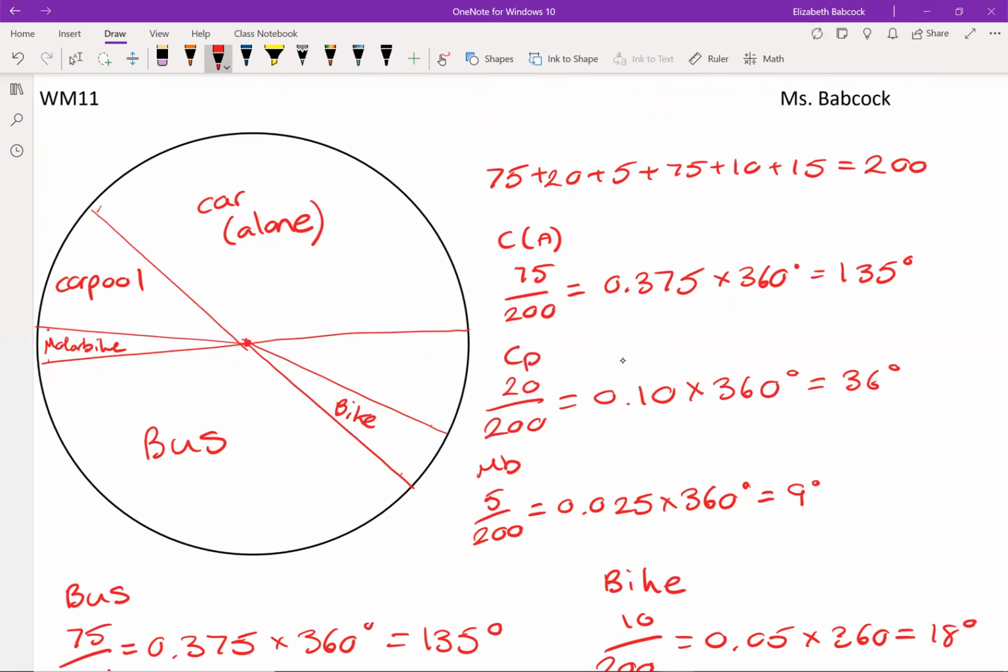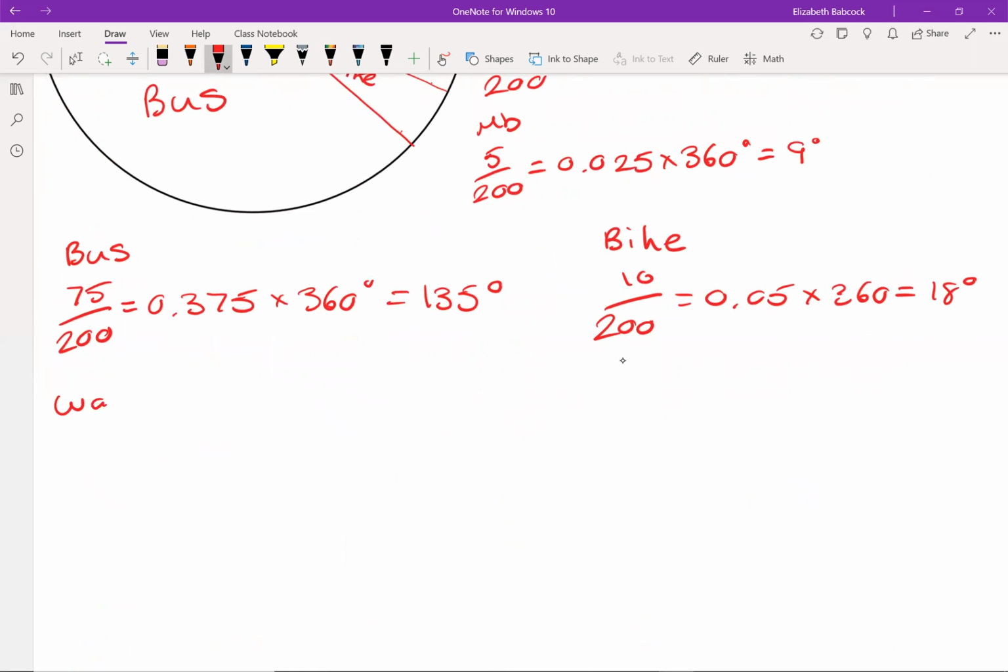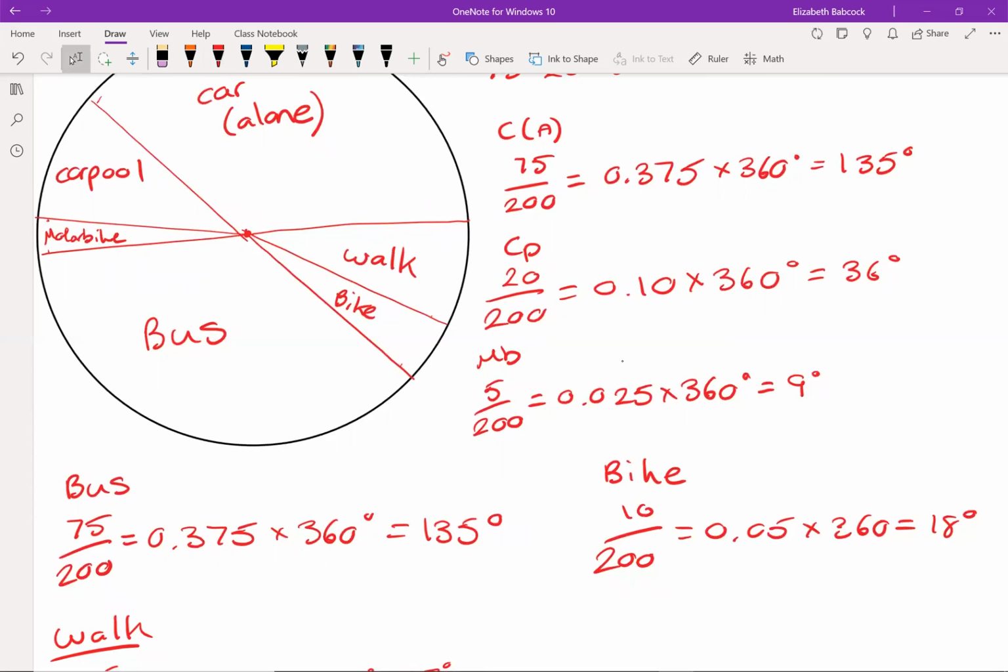Okay, and that means that our last section should be walk. Okay, so walk. How many people? 15 over 200, 0.075 times 360 equals 27 degrees. Just double check our measurement to make sure we were kind of in the same ballpark. If it's not exact, that's okay. We are at an angle of 28. That's okay. We're a degree off.